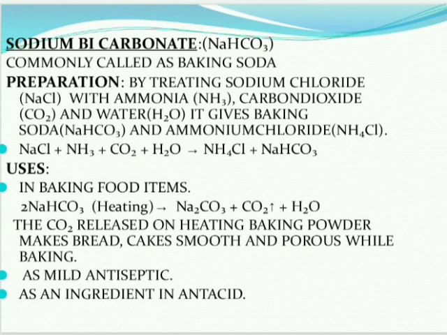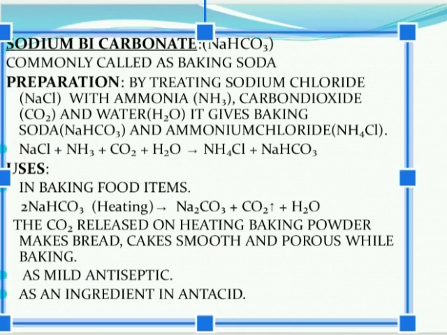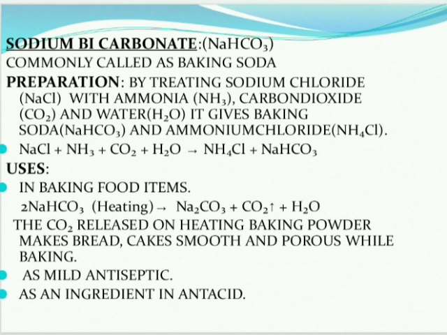See, this NaCl, sodium chloride, on treating with ammonia NH3 and carbon dioxide CO2 and water H2O, it is going to give us NH4Cl, ammonium chloride, plus NaHCO3, sodium bicarbonate. And here let us see the uses. Coming to the uses of this, it is used in bakery to prepare the food items. We all know that in a bakery we mostly have cakes, bread, biscuits.